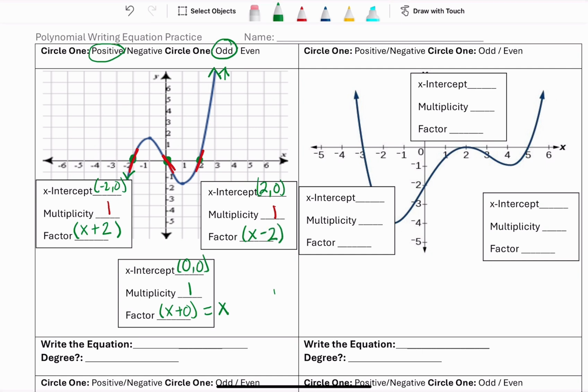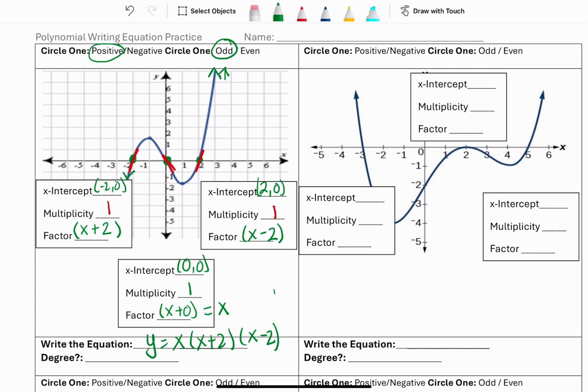So now, how do I write this as an equation? I take all three of my factors and make them into an equation. y equals x times x plus 2 times x minus 2. I like to put the x in the front because it's nice and orderly, sort of like taking out a GCF, and then I put my other two in the parentheses behind it.